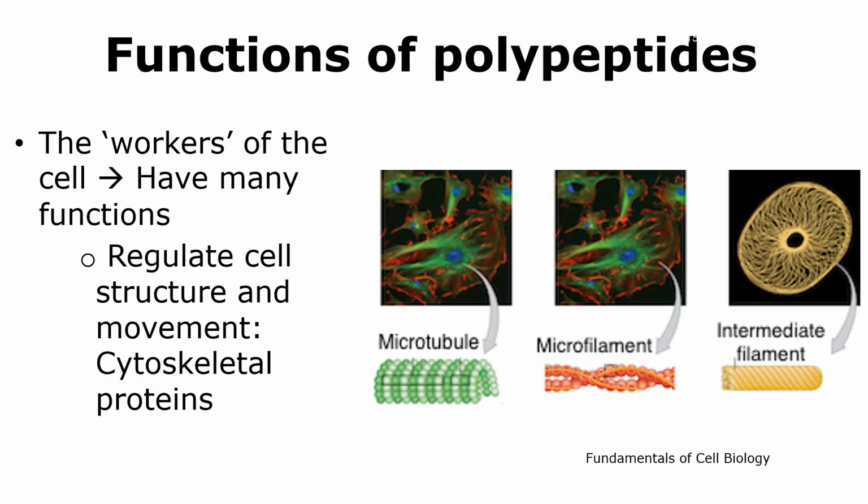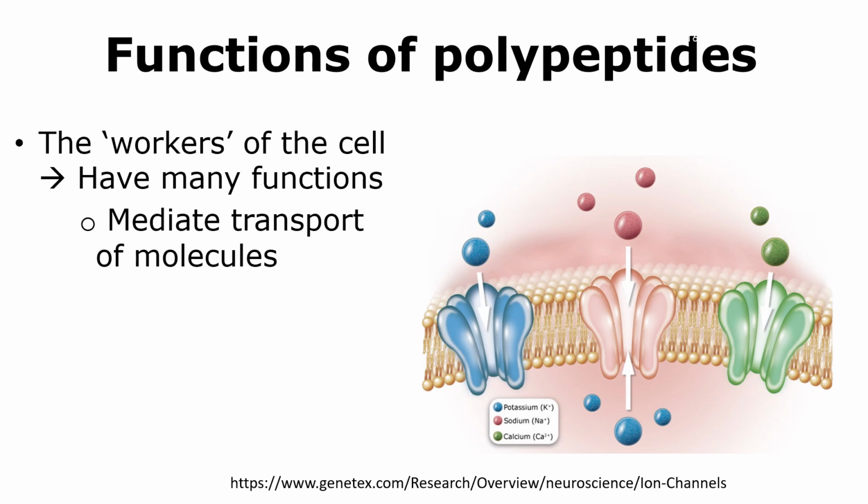Another function that proteins have is to regulate the structure of a cell and, in certain cases, aid in movement. This is done by a class of proteins called cytoskeletal proteins, and three common cytoskeletal proteins are microtubules, microfilaments, and intermediate filaments. Another function of polypeptides is to mediate the transport of molecules from the outside of the cell to the inside of the cell or vice versa.